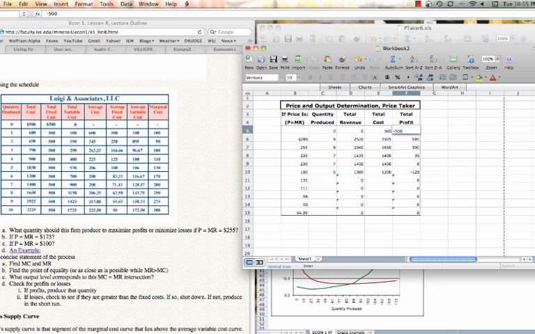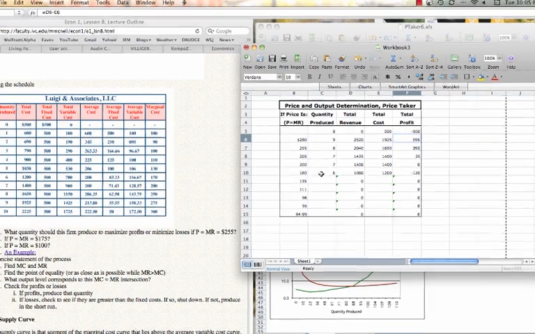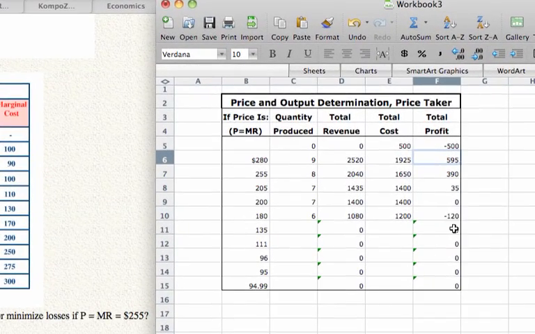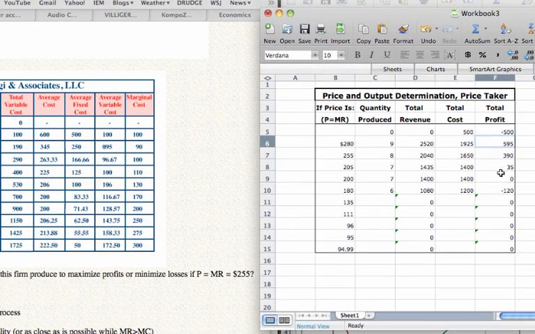And if the firm shuts down, they'll lose $500. If they produce 6 units at a price of $180, they will lose $120. So they will produce in order to minimize losses. This price of $180 covers all of their variable costs and some of their fixed costs. So they'll only lose some of their fixed costs as opposed to all of their fixed costs if they shut down. So we continue this process.